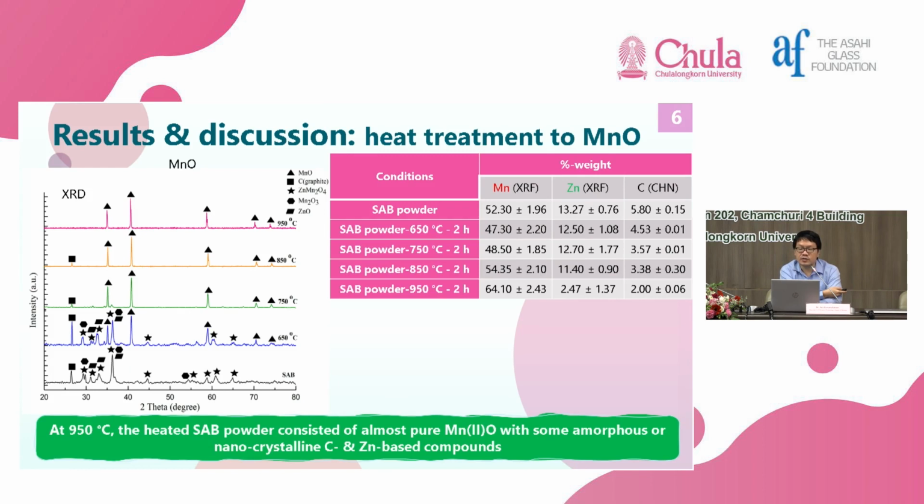if we heat treat the manganese(III) oxide from the spent battery, we would form manganese(II) oxide. And this XRD pattern confirms that from 950 degrees Celsius, we would have almost purely manganese(II) oxide in our compound. And from the XRF or elemental analysis, we could see that the percentage of manganese can go up to around 64%. And the chemical reaction can be seen in this slide.